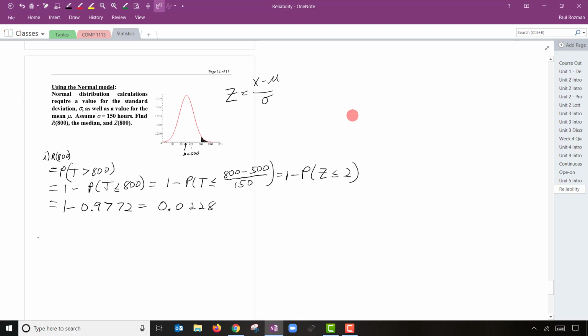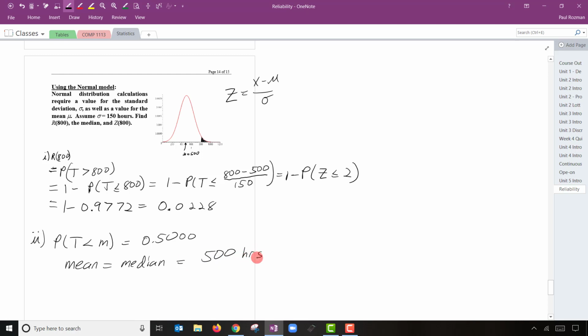We're going to do the median. What's the probability of lasting? Probably easier to do it from a less than. Less than the median is 50%. Well, I don't even need to look this up in my Z table. Because the distribution is symmetric, the mean equals the median. So we're going to be 500 hours.